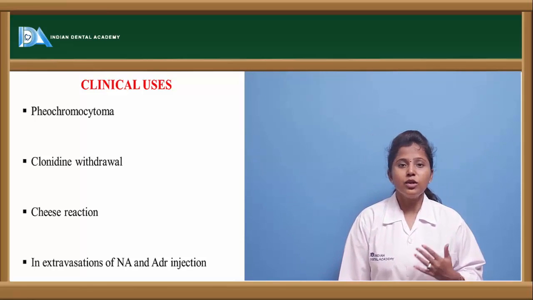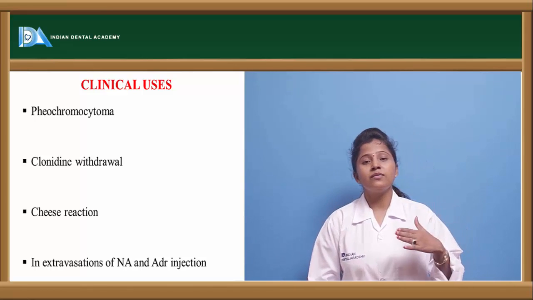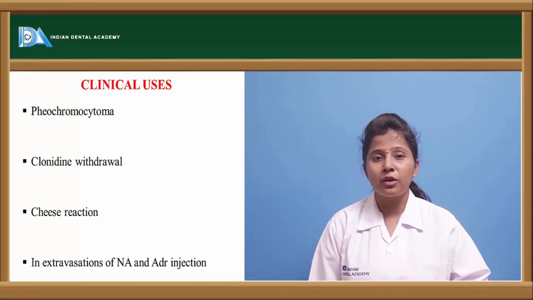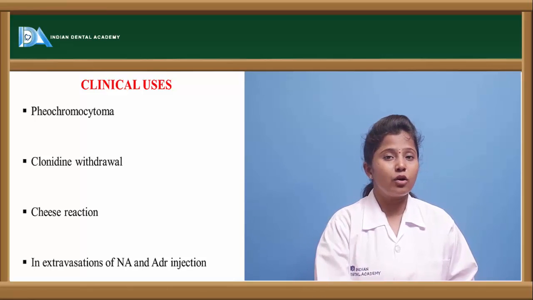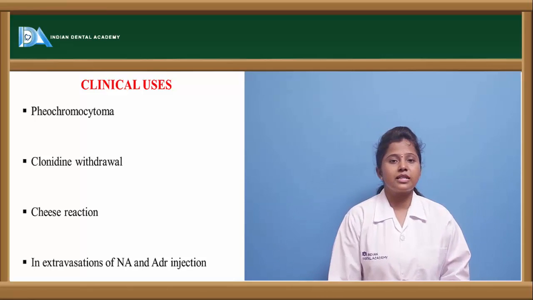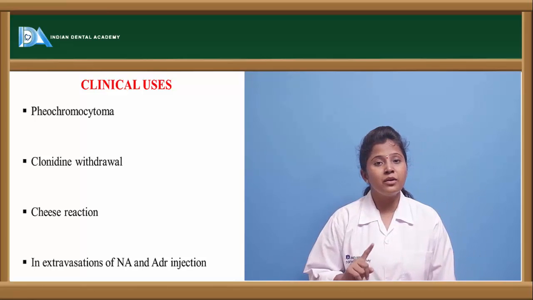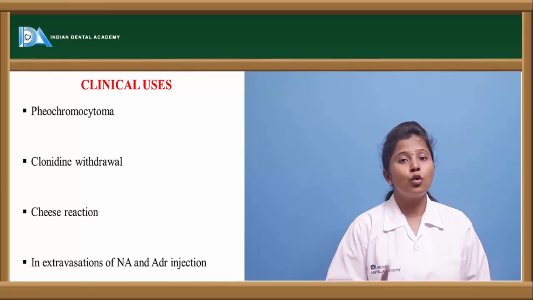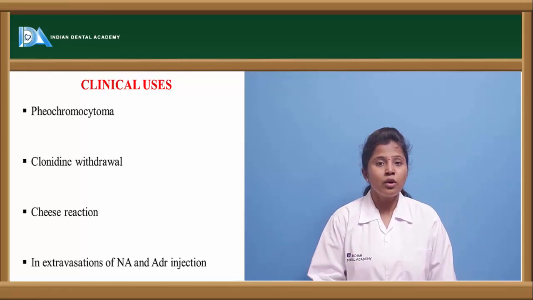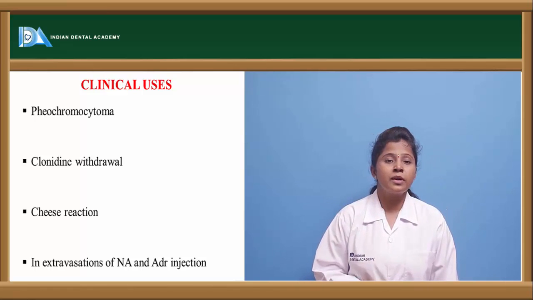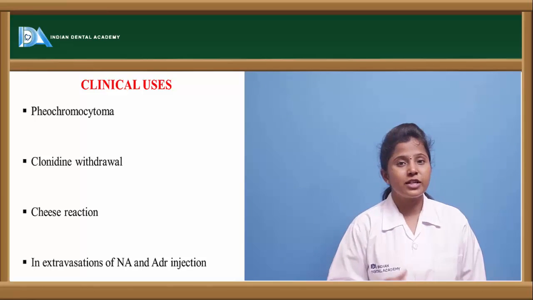And cheese reactions. What is this cheese reaction? Tyramine is a compound synthesized from the amino acid tyrosine. What does it do? It aids in the release of catecholamines, which are neurotransmitters. These catecholamines are metabolized by enzymes called monoamine oxidase as well as catechol-O-methyltransferase. Monoamine oxidase has two forms, monoamine oxidase A and monoamine oxidase B. Mostly the metabolic reactions take place through monoamine oxidase A.